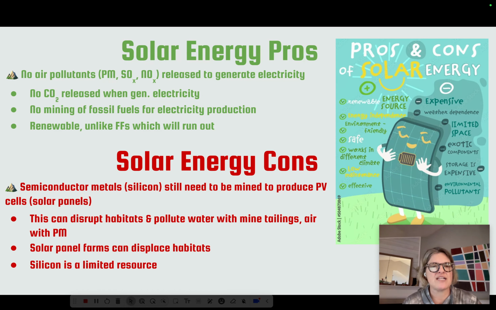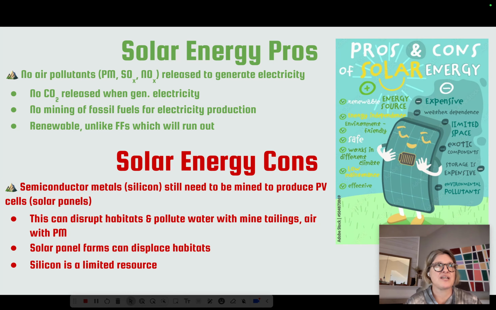The solar energy cons would be that silicon, the semiconductor metal that is used, still needs to be mined. And so that's a major issue. All the things that go along with mining any other resource would be involved with that. So this can disrupt habitats, it pollutes waterways with the tailings, and it can create particulate matter air pollution. And solar panel farms can also displace habitat, and silicon is a limited resource.